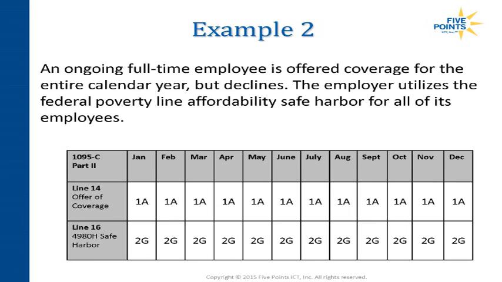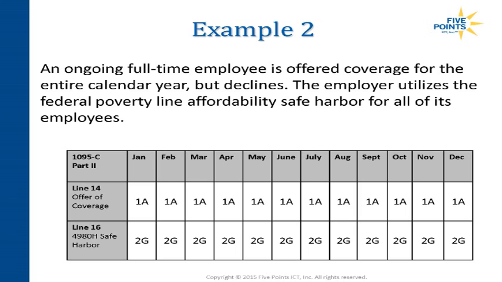is this next one. So I have an ongoing full-time employee offered coverage for the entire calendar year but declines. So they don't take the coverage, even though they're a full-time employee for the year. Employer utilizes the federal poverty line affordability safe harbor for all of its employees. Now remember, if I'm offering the safe harbor code, I know it's affordable, regardless of how much the employee makes. That's how I can use that code 1A. So I use 1A as my offer. The employee did not enroll in coverage.